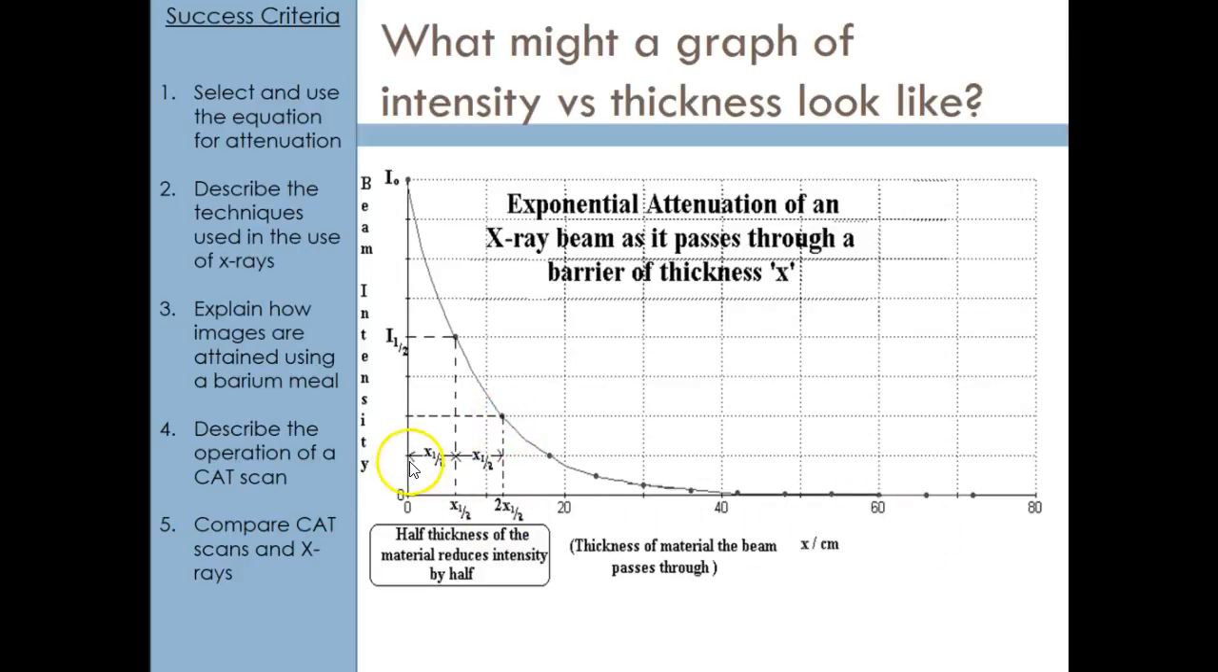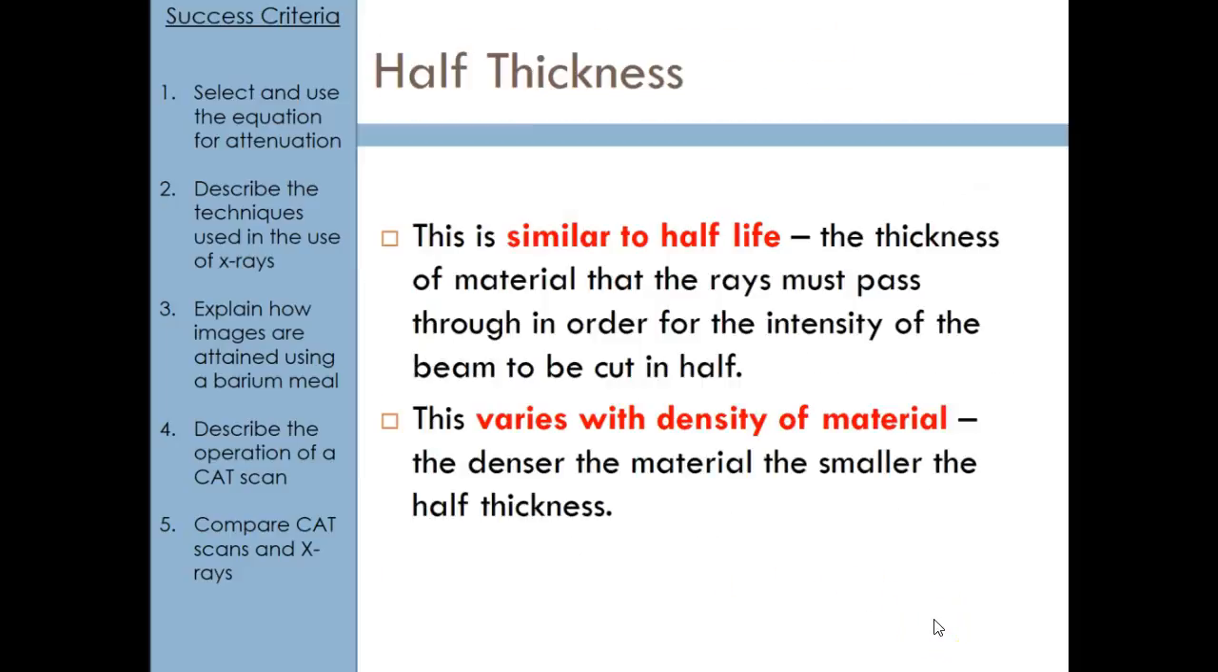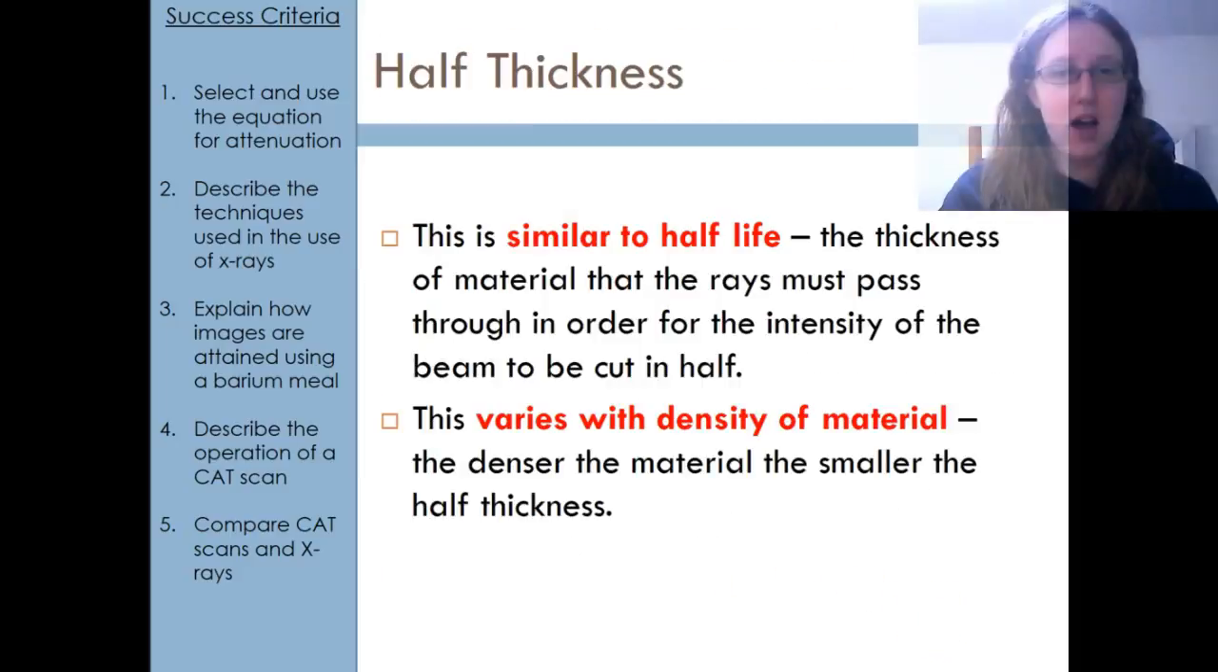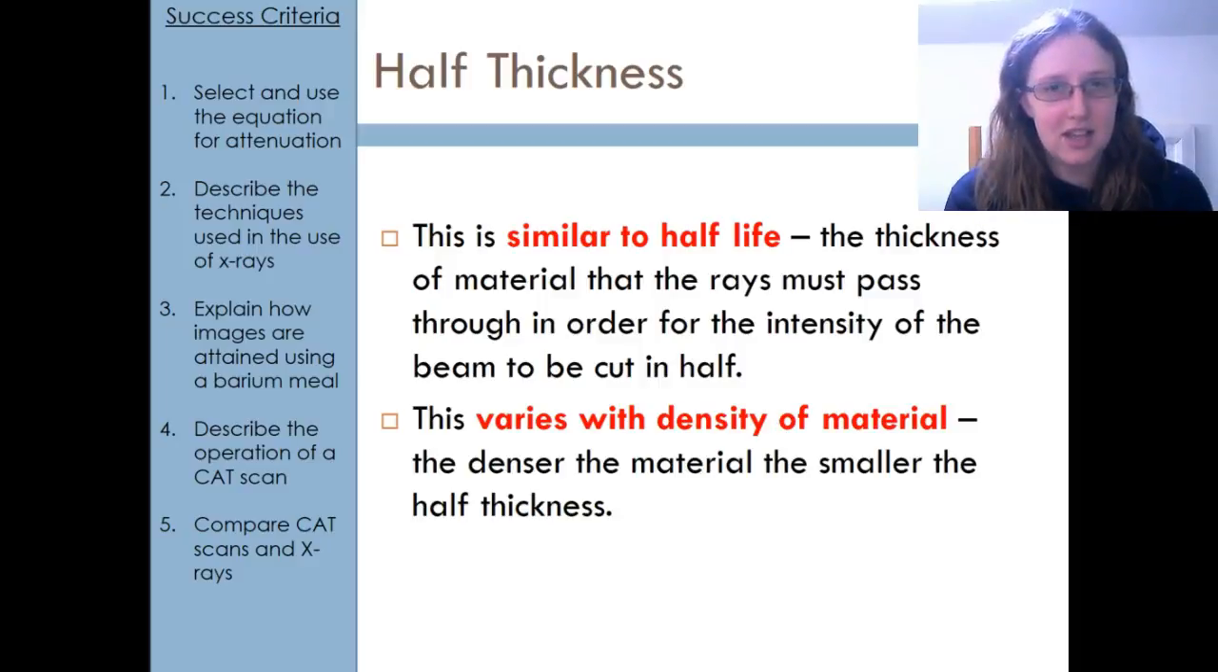So for equal increases in thickness, I halve the intensity that's coming through. Okay, so half thickness, similar to half-life, is the thickness of the material that a ray passes through in order to halve it. And it's going to depend on the density of the material, so basically the linear attenuation coefficient.